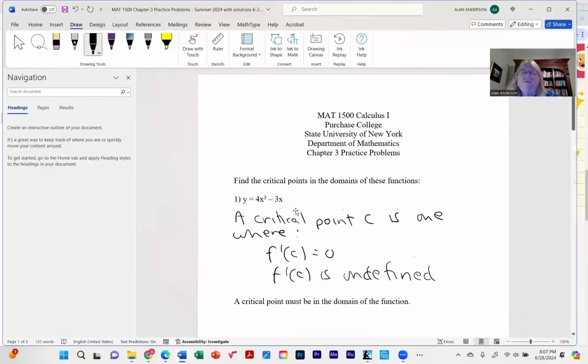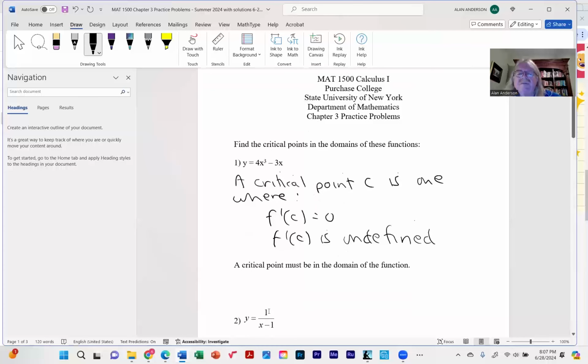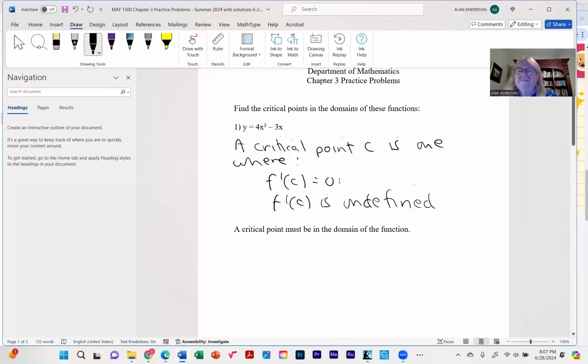All right, now for a polynomial like this one, that shouldn't be a problem. So what we're going to do is take the first derivative of this function, set it equal to 0 and solve for x. Now, of course, because we're taking the derivative of a cubic function, the result will be a quadratic function, which should have two solutions.